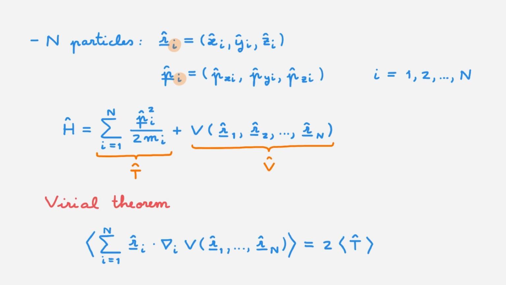Just like in the single particle 1D case, many important potentials have the form of a homogeneous function, and this expression for the Virial theorem can be simplified further in those cases. And this is what we'll explore next.